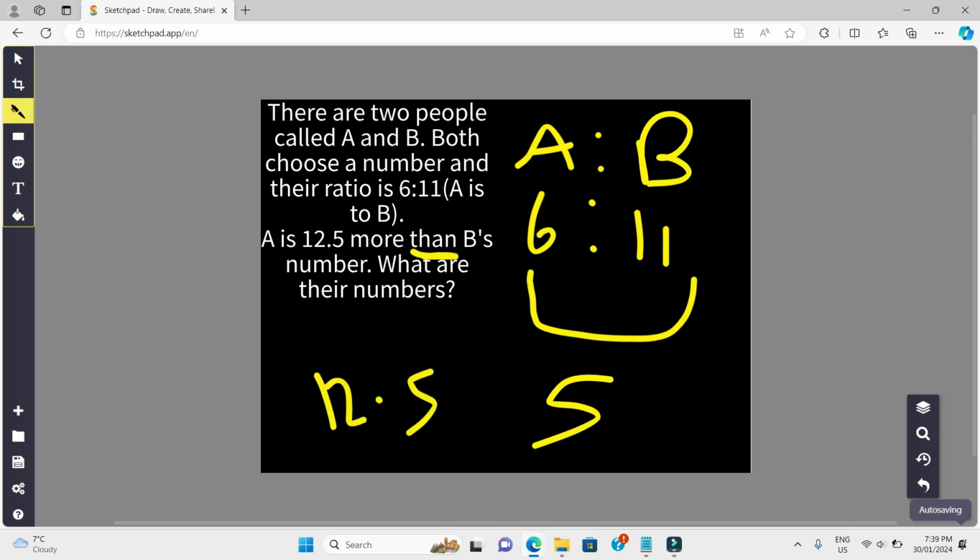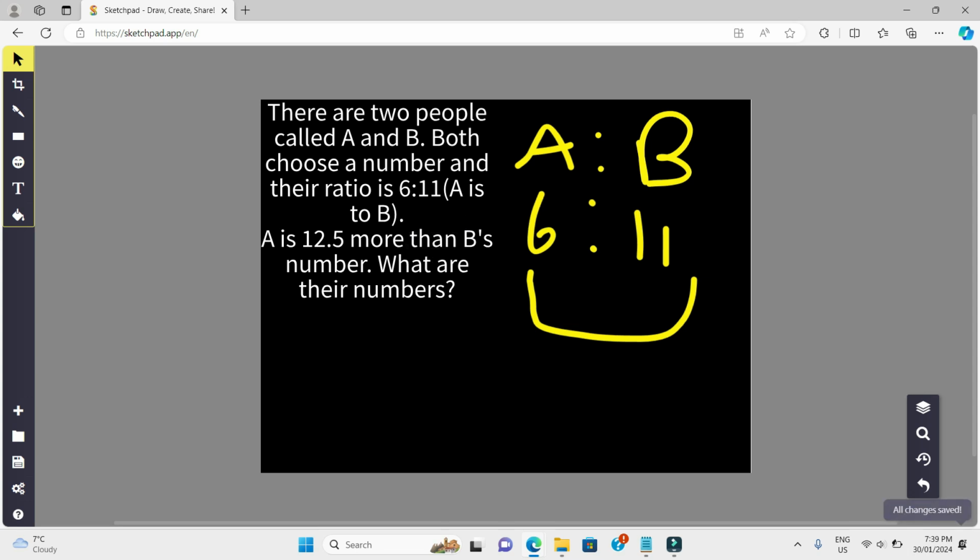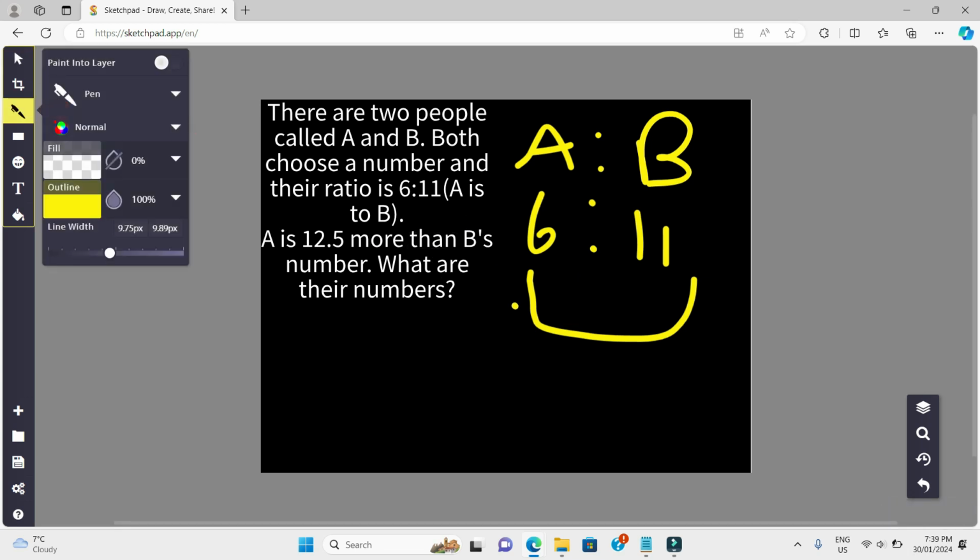Okay, 12.5, we divide it by 5. So we work out how many times we have to multiply the 6 and the 11. In my mind, I can tell it's 2.5 because 125 divided by 5 is 25. But it's not 25, because I multiplied it by 10 in the first place, so I have to divide it back by 10. So it's 2.5. That tells us that you have to multiply by 2.5, not 25.